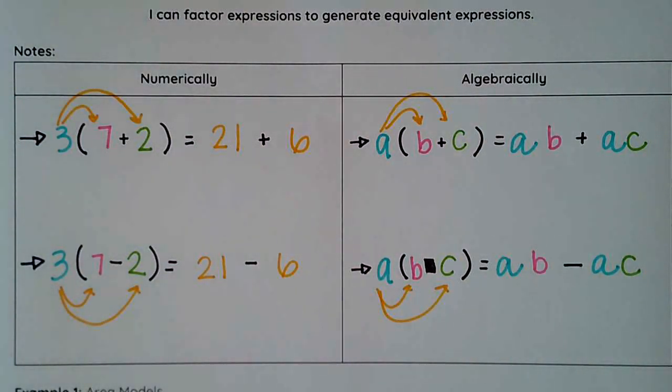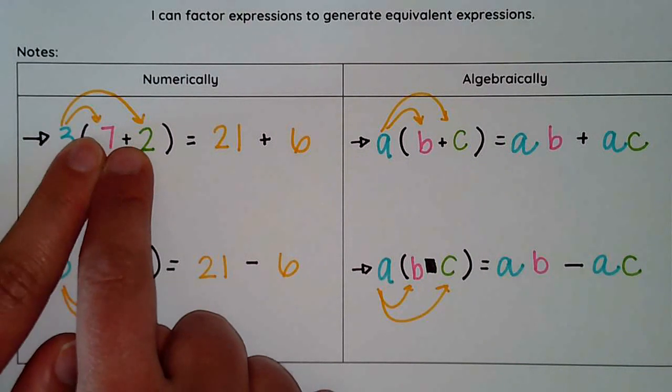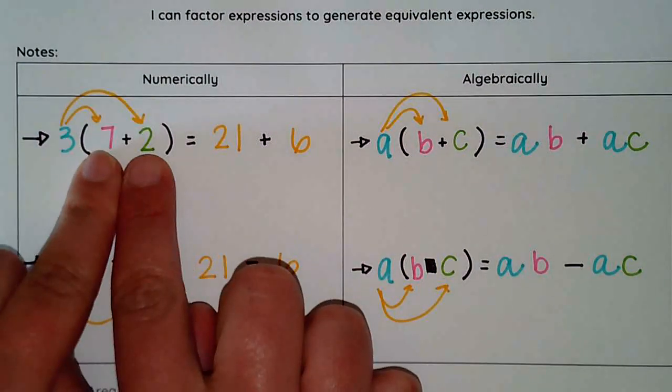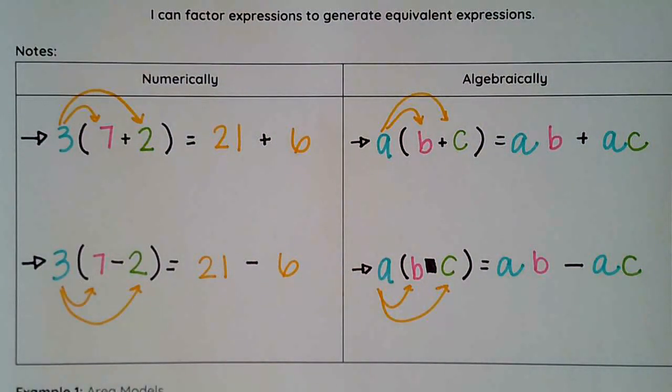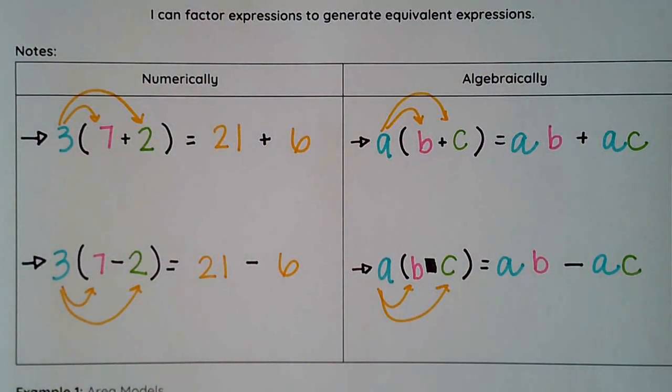Today we are going to talk about factoring expressions to generate equivalent expressions. So we're thinking about that idea of the distributive property. When we have the distributive property, we can distribute an outside factor to the parts of a group individually. We can do that with all numbers, all variables, or a mixture of both. This allows us to get a more simplified form.